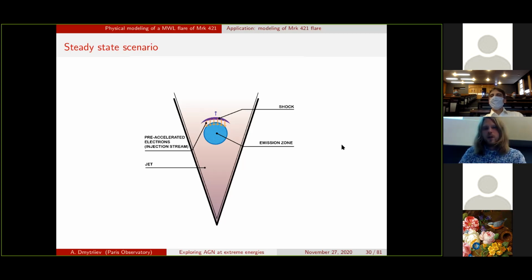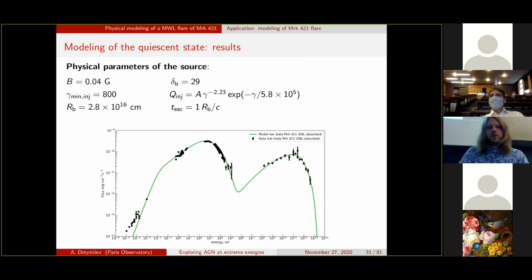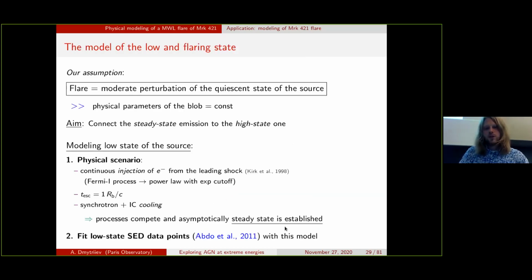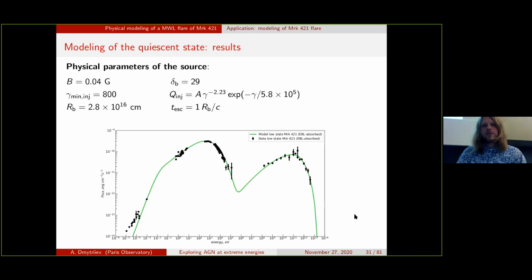And so we fit the low state measurement performed by these authors. Sorry for clicking. So the multi-wavelength data set is spanning from radio frequencies to gamma rays, and this was obtained during a multi-wavelength campaign on the source when it was showing low flux level in 2009. And it's averaged over 4 months.